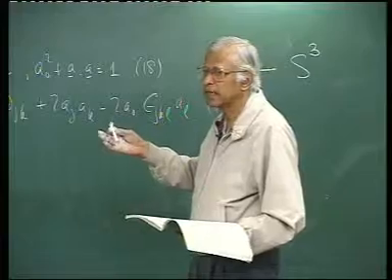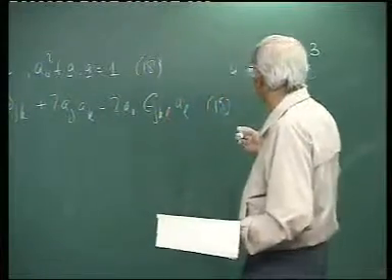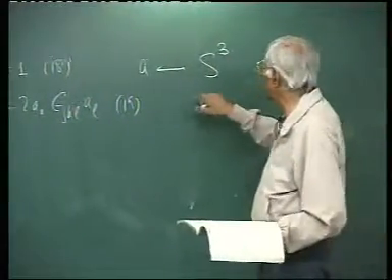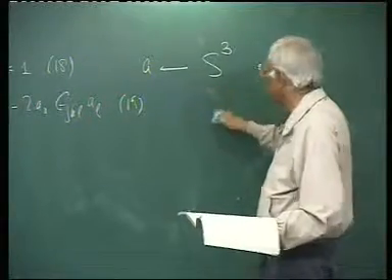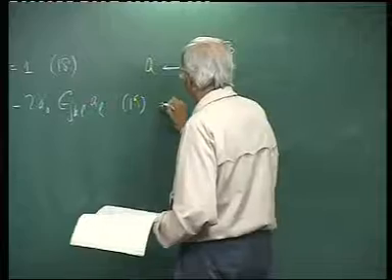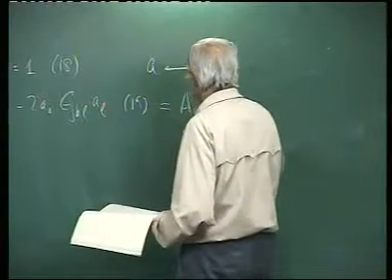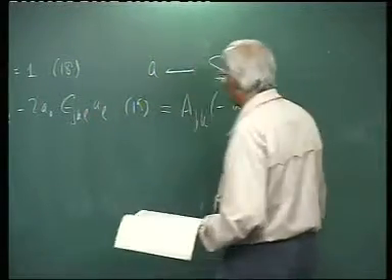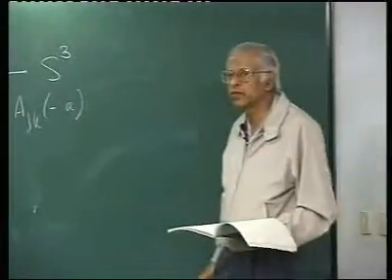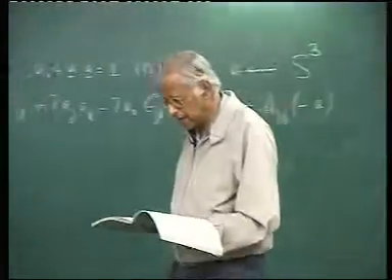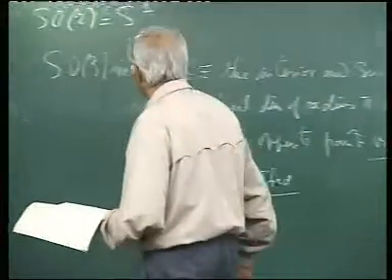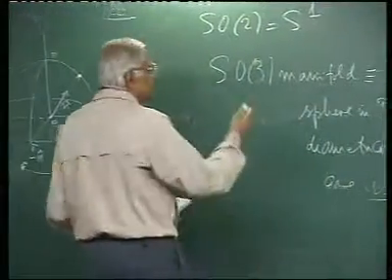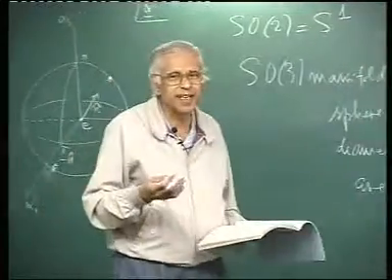So what does it mean? Does it mean that we have a one-to-one relationship between group elements and points on the sphere in 4 dimensions? No. The point A and the point minus A give you the same element of the group SO3. So in this picture, what is the group manifold?